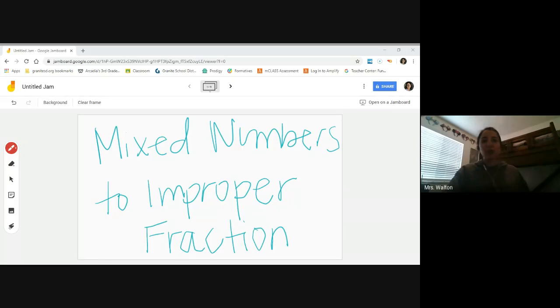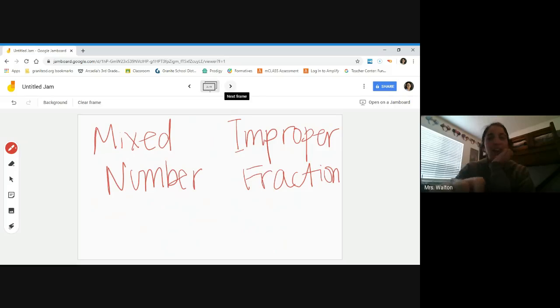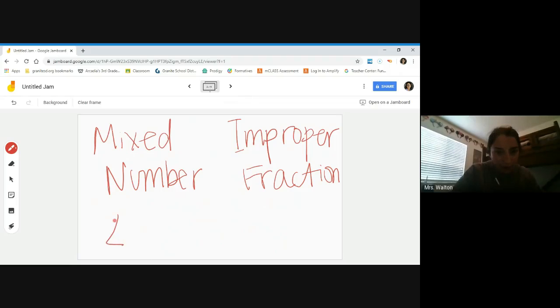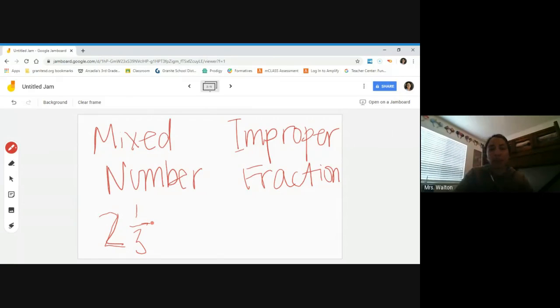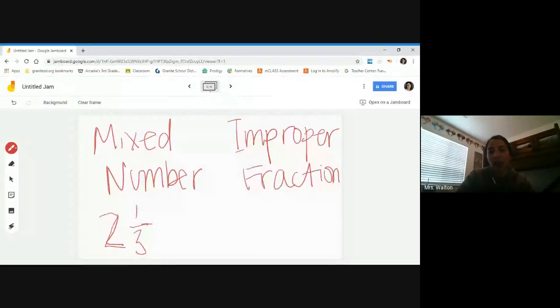So here on my screen, you should see mixed numbers and improper fractions. If you recall, a mixed number is a whole number and a fraction, like 2 1/3. An improper fraction is where our numerator is bigger than our denominator. We want to go from our mixed number to our improper fraction, and if you recall, we do that by doing the circle.